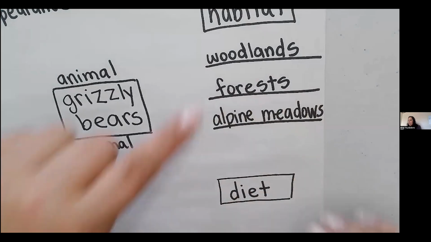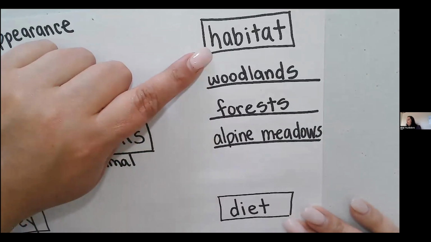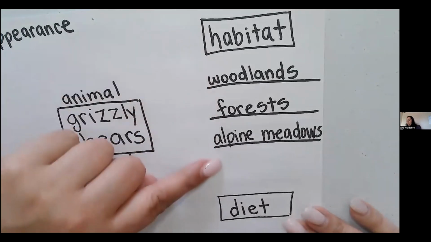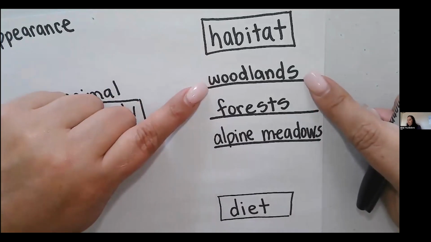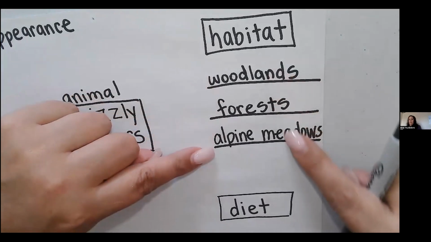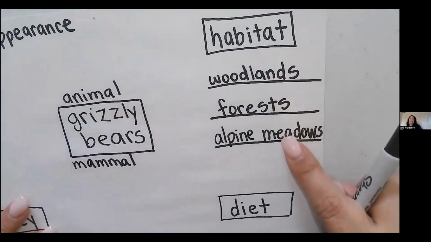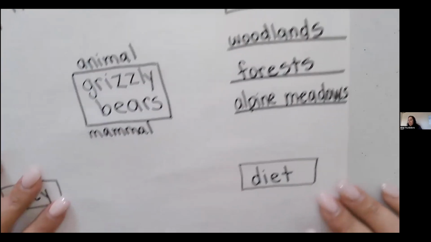Okay. So these are places where grizzly bears live. Woodlands, forests, and alpine meadows. If maybe you know of a different place where grizzly bears live, you could put your answer here if you would like. Okay. So here we're going to talk about the diet.